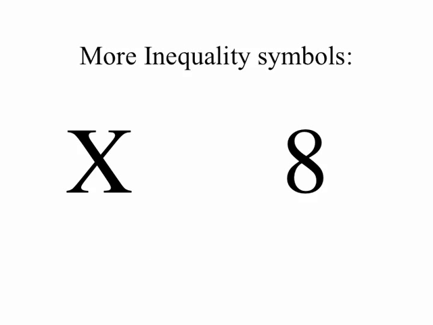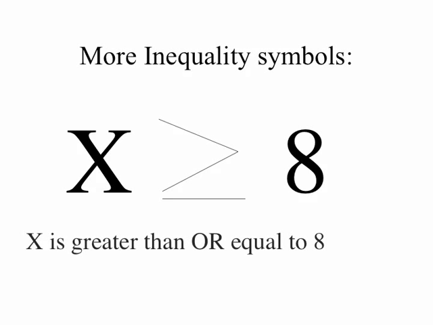Some additional inequality symbols you'll want to know about. So here what's shown is x is greater than 8. If we add another line underneath that, the way you read this out loud is x is greater than or equal to 8. That means that x can be any number that's bigger than 8, but it can also equal 8 itself. So the solutions to this inequality are numbers that start at exactly 8 and get bigger and bigger from there.